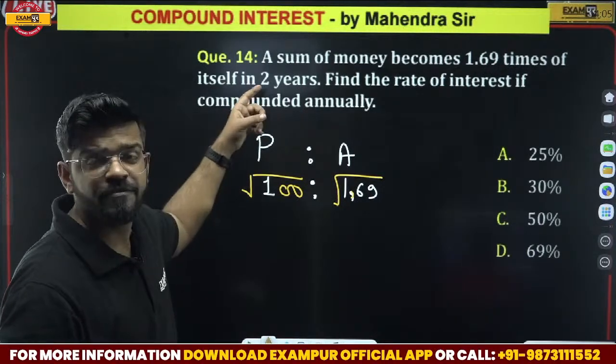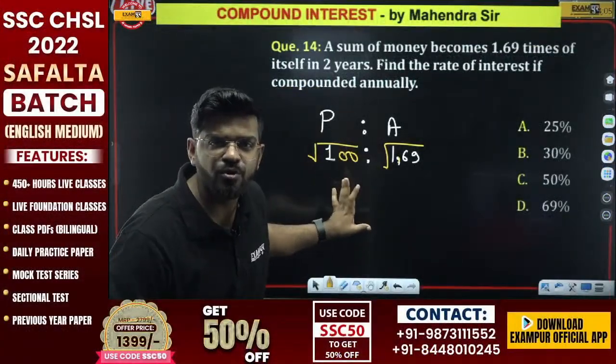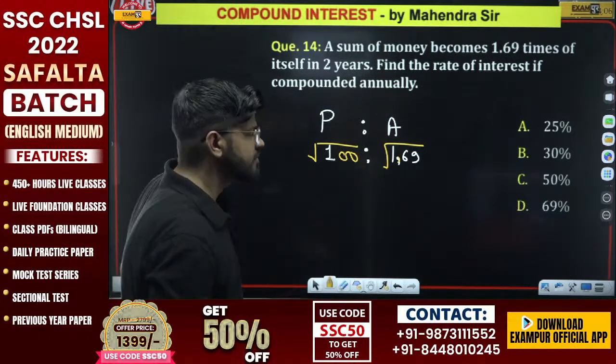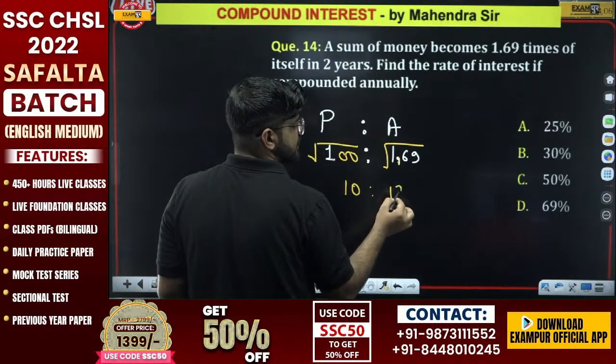If it is 2 years, then I have to do square root. If it is 3 years, I have to do cube root. If it is 10 years, I have to do 10th root. Clear? Very good. So for square root we will get 10 here and 13 here.